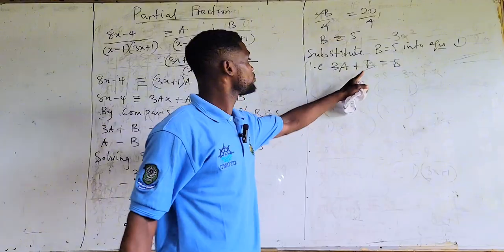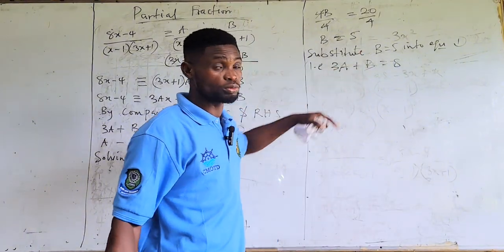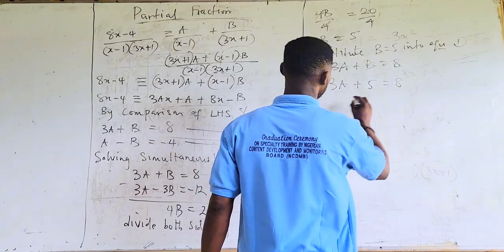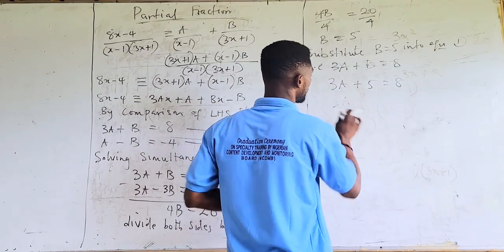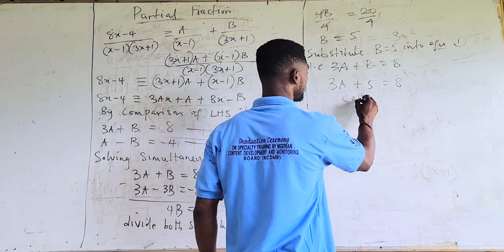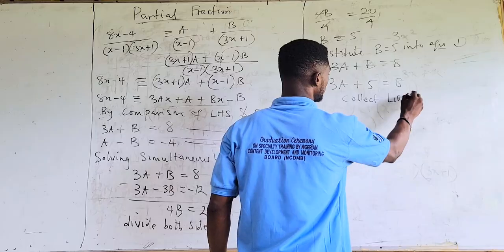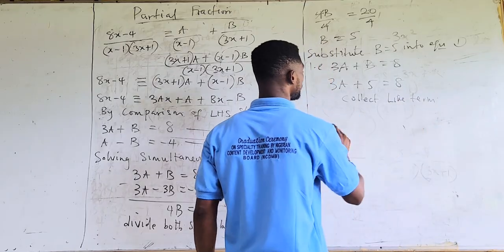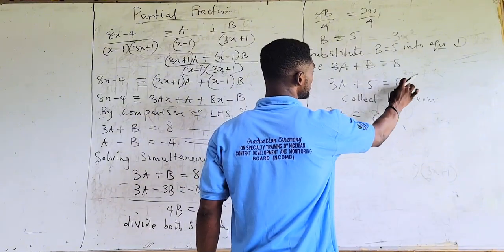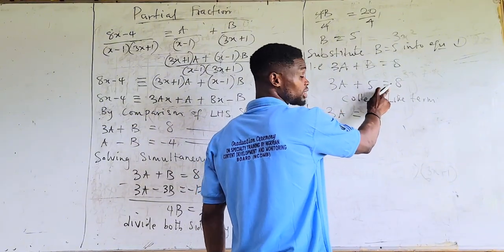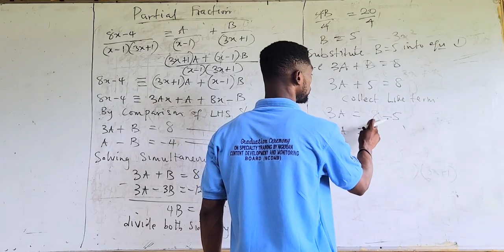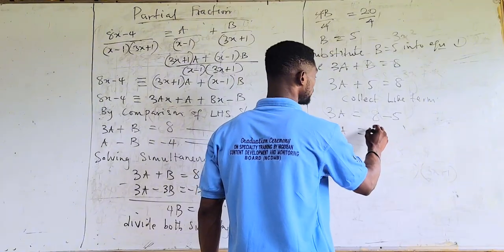So whenever you see b, replace it as 5. That's what we mean. Therefore we have 3a plus 5 is equals to 8. That has turned back to a linear equation, so you collect like terms. So we have 3a equals to 8. Moving this 5 to meet 8, which is positive, when it crosses the equality sign it becomes negative, so it becomes minus 5. So 3a is equals to 8 minus 5, which gives you 3.